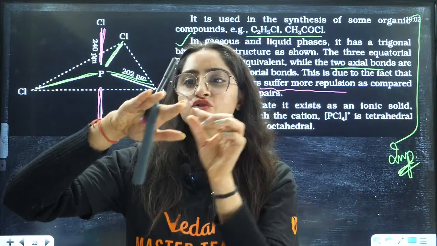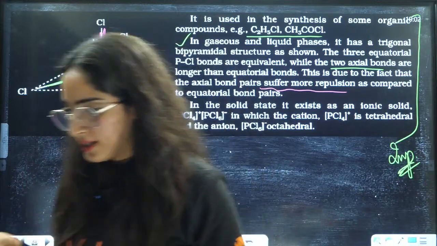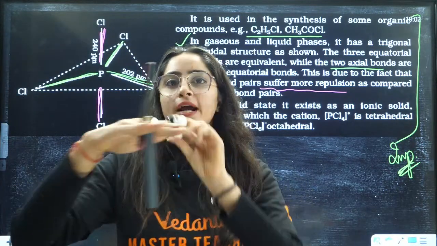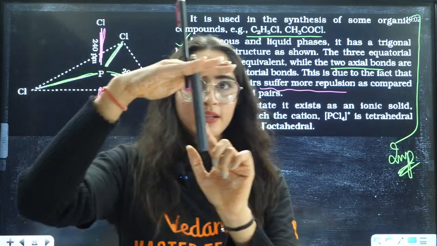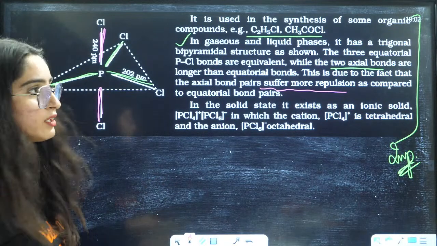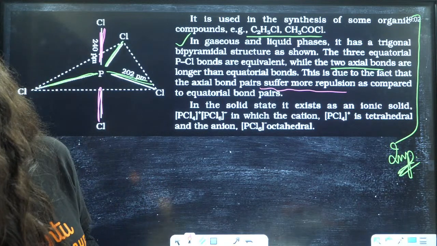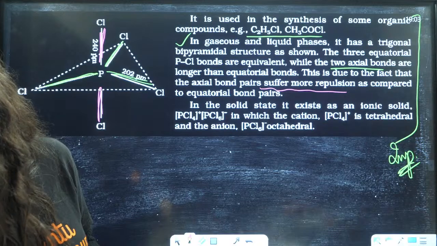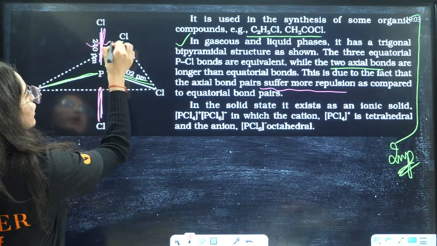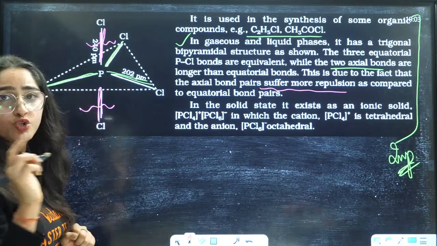That means in this trigonal planar, it's like this. These trigonal will be here, so they will repel this axial and this axial. That is why it will become really weak, right? Okay, understood? Now, what will happen here? This bond will break, this bond will also break here.